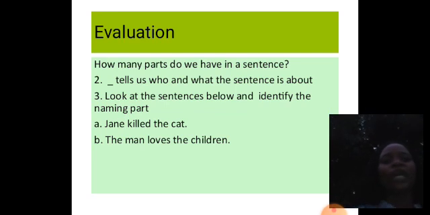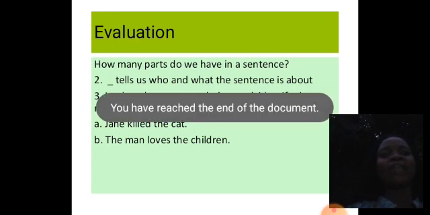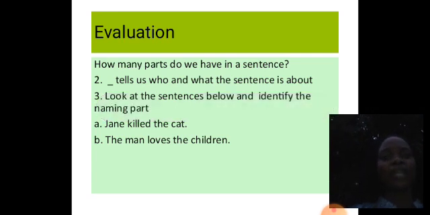Number three, look at the sentences below and identify the naming part. A, Jane killed the cat. So, what is the naming part? Jane. That's very good. The next one says, the man loves the children. Who loves the children? The man. So the man is the naming part of the sentence.